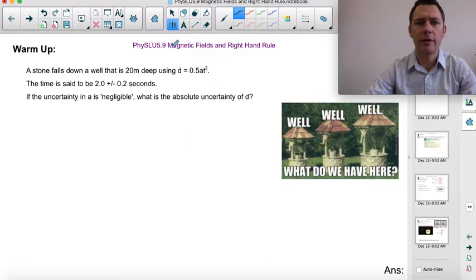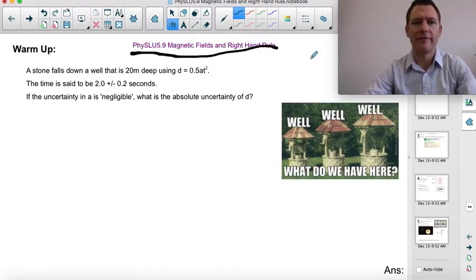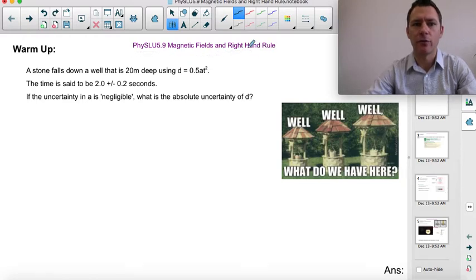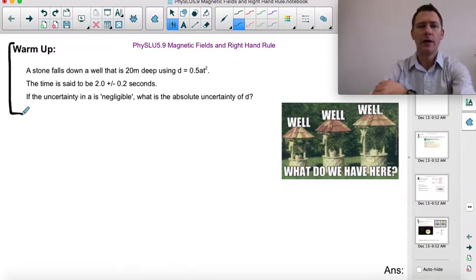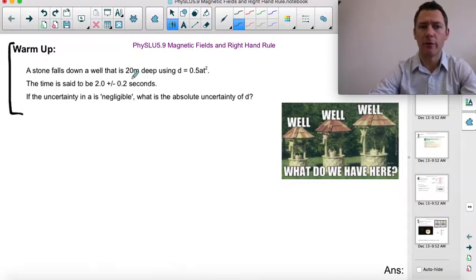Show must go on. So we are bouncing to 5-9, magnetic fields and the right-hand rule. Before we do that, maybe try this out as a little warm-up. It's topic 1, uncertainty. A stone falls down a certain well with a distance that we know, and we're going to use a kinematic equation and find the time.